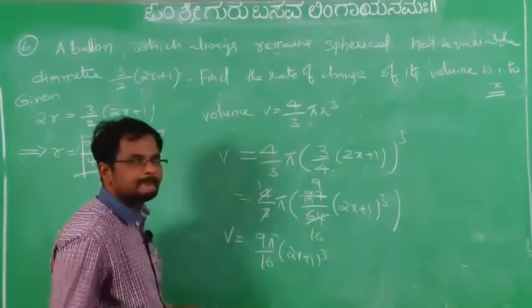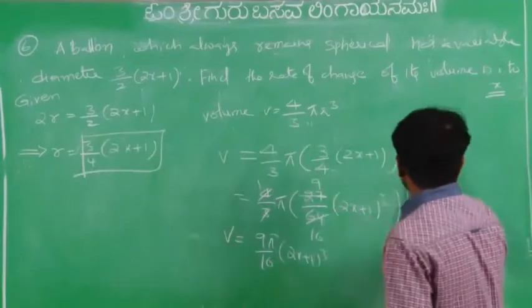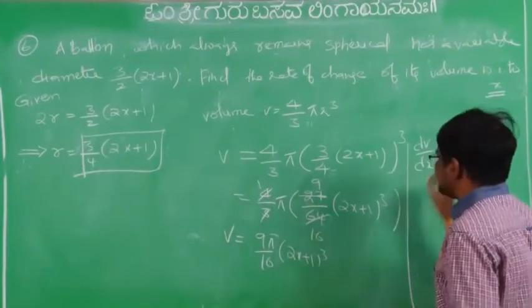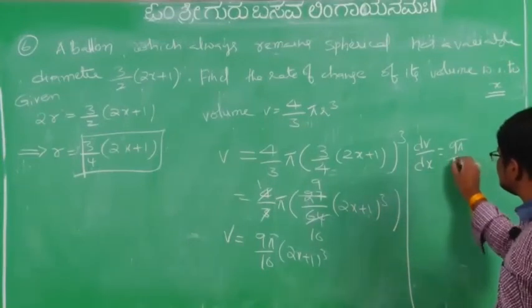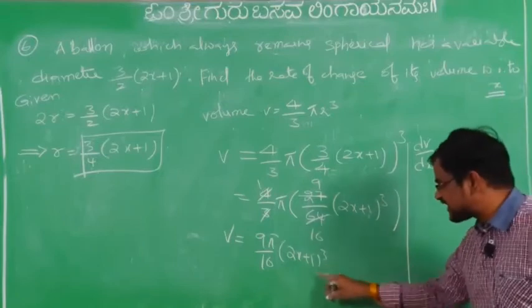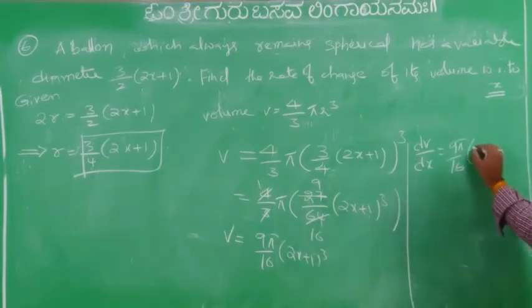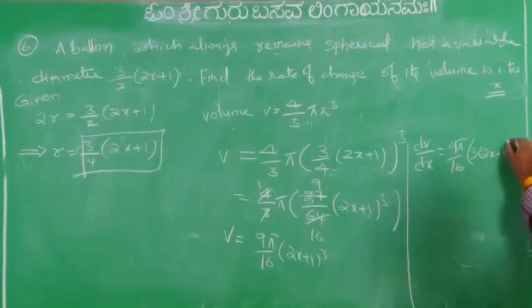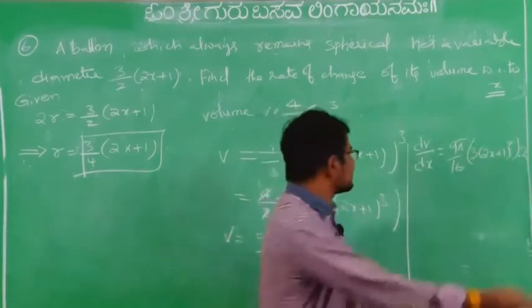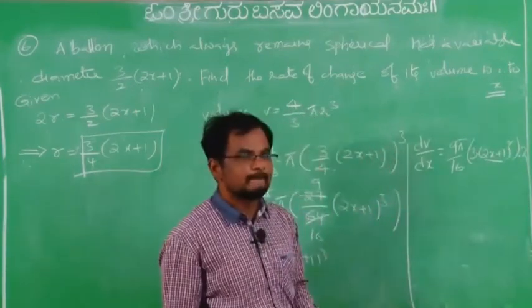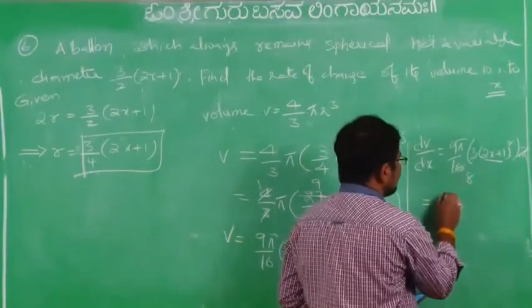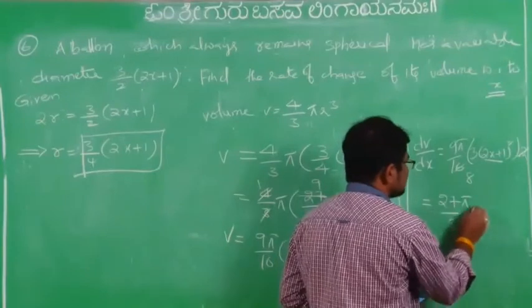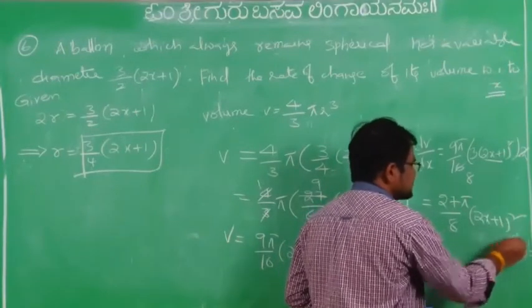This is V. Now our requirement is dV by dx, differentiating with respect to x on both sides. 9 pi by 16 into the differentiation of (2x plus 1) whole cube, 3 into (2x plus 1) whole square into 2. Why 2? By the chain rule, the differentiation of 2x plus 1 is 2. Now this is 2, 8. That is equal to 27 pi by 8 (2x plus 1) whole square. This is our required answer.